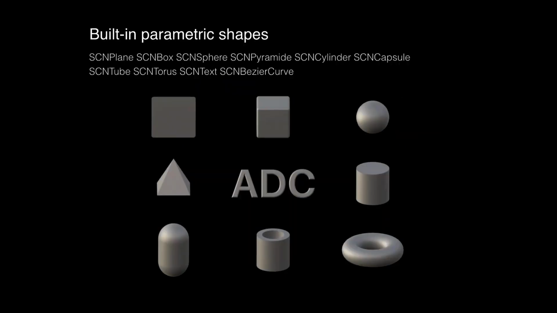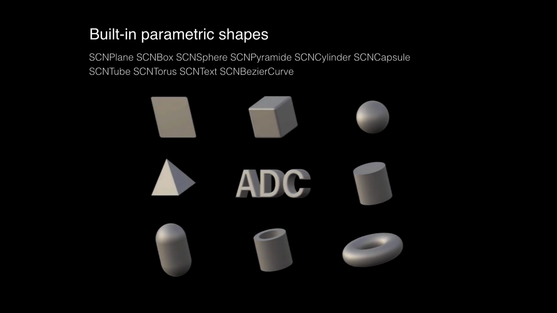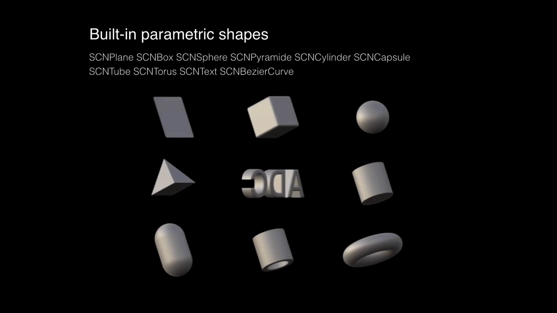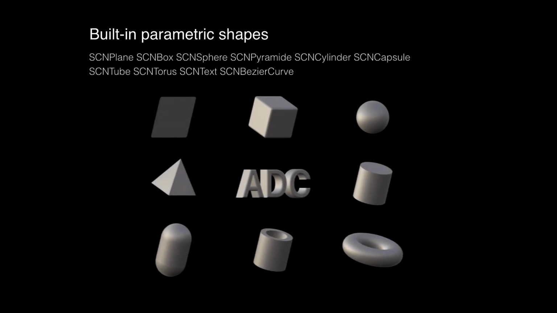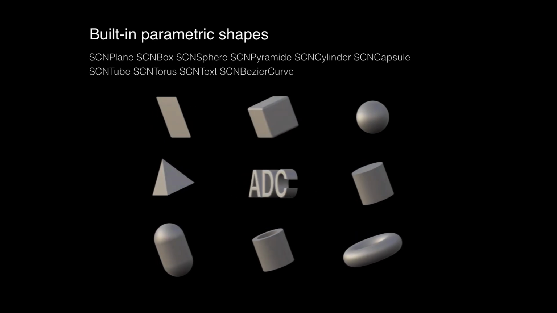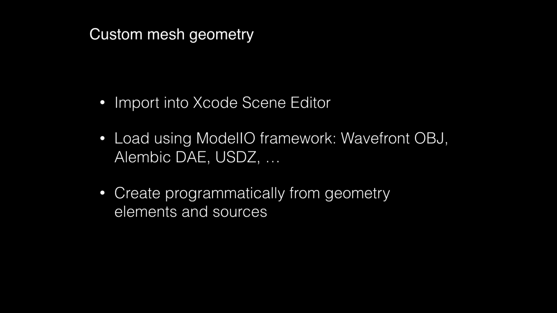Okay, let's go to the built-in parametric shapes that are available in SceneKit. So it's plane, box, sphere, pyramid, text, capsule, tube, and torus. It's possible to create a custom mesh geometry.